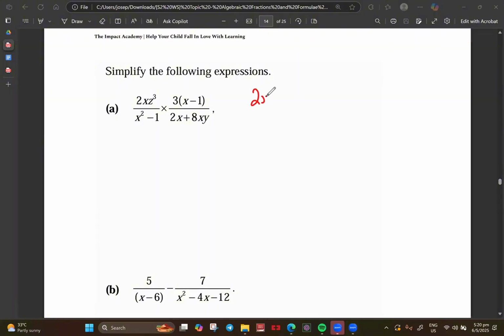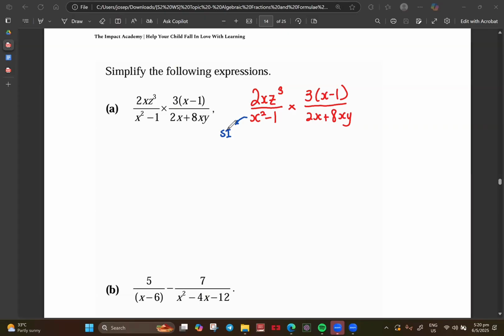Now in the first question, it says 2xz cubed over x squared minus 1 times 3 bracket x minus 1 over 2x plus 8xy. So when you see a question like that, the first thing you want to ask yourself is, can you see or spot anything that can be factorized? Well, it's pretty obvious to us that I can use something called special identities. This one can be done using special identity. Make sense?